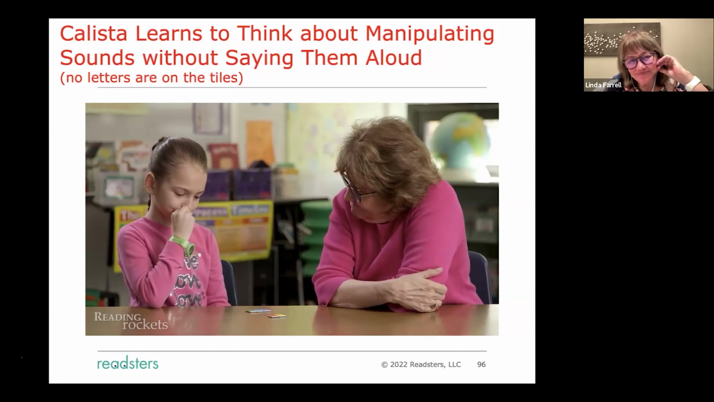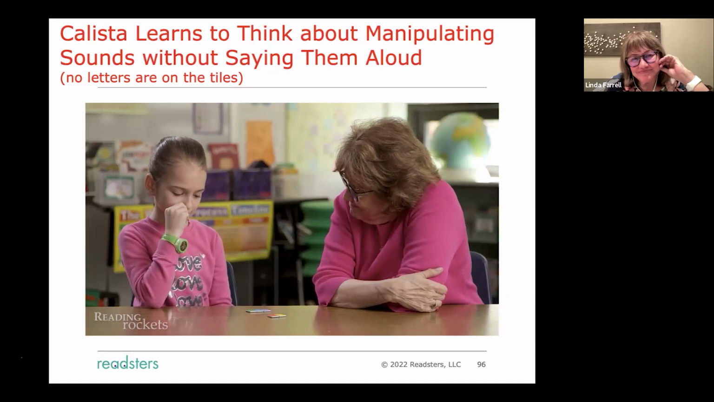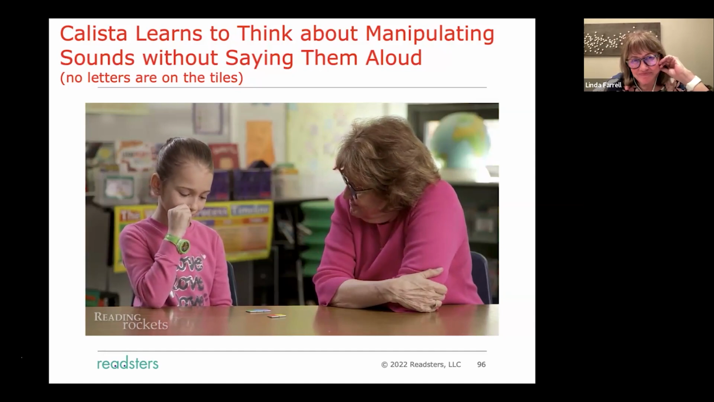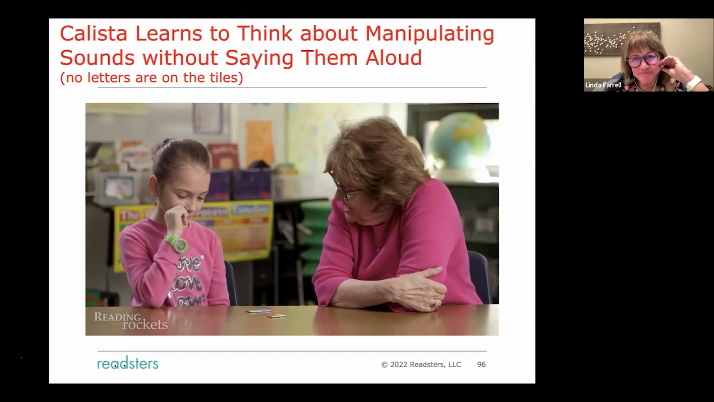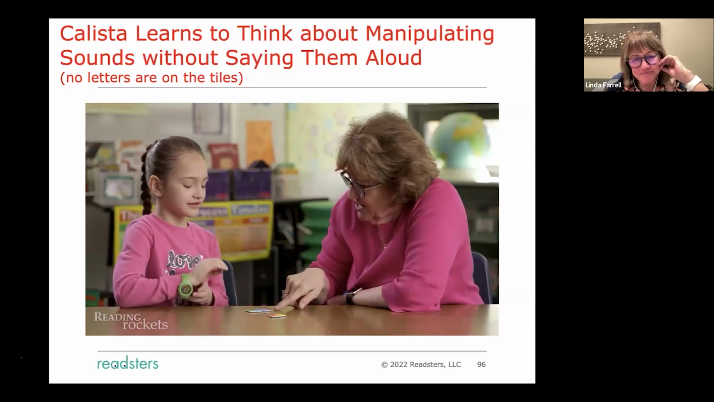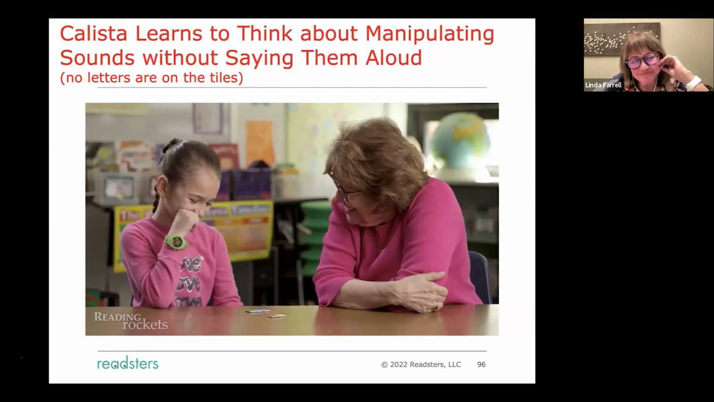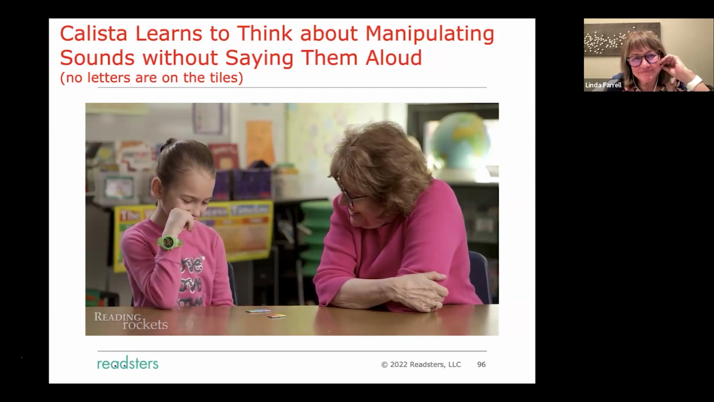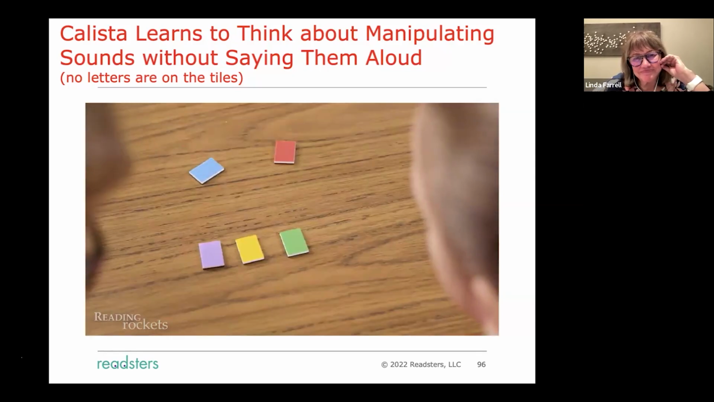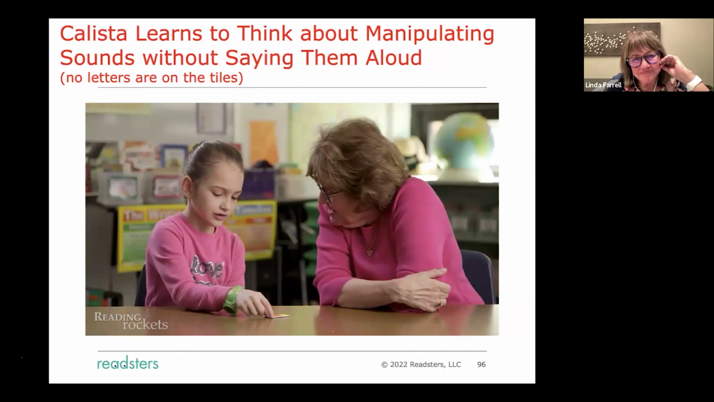You can look down. Take to make. Can you say take to make? Take to make. Okay. Which one changes? Keep your mouth closed. You have to think the sounds, okay? T. Okay, so take out t. And what are you going to put in for make? What sound?